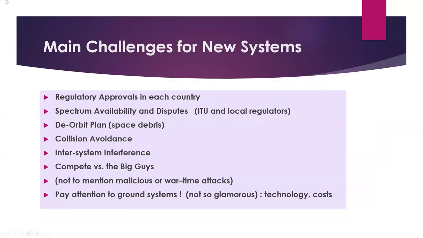All right, so this is my last slide. I say that the challenges for the new systems are, if you want to develop your own system or a new constellation, you need to get regulatory approval in each country where you're going to land. That's a main task, a big challenge, because you don't just post your satellite and land anywhere you want. You need to get regulatory approvals in different countries. Spectrum availability is an issue because there's not so much spectrum available, and you have to fight with the ITU. You have to have a deorbit plan and space debris management.